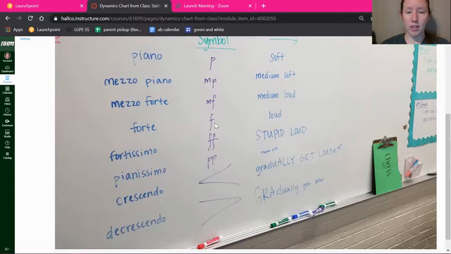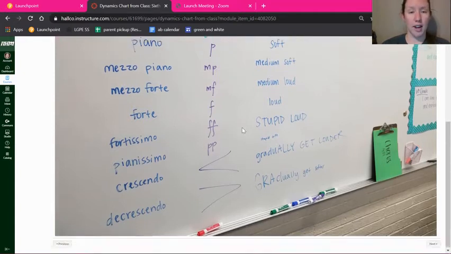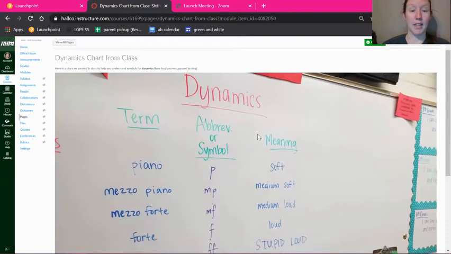Now, you might not want to just be loud or just be soft. Maybe you want to be very, very loud or very, very soft. You just add F's or P's as the case may be. I'm a rapper. So when you see two F's together, we call that fortissimo, and that means stupid loud. Similarly, when you see two P's, that means pianissimo, and that means stupid soft. Very, very quiet.